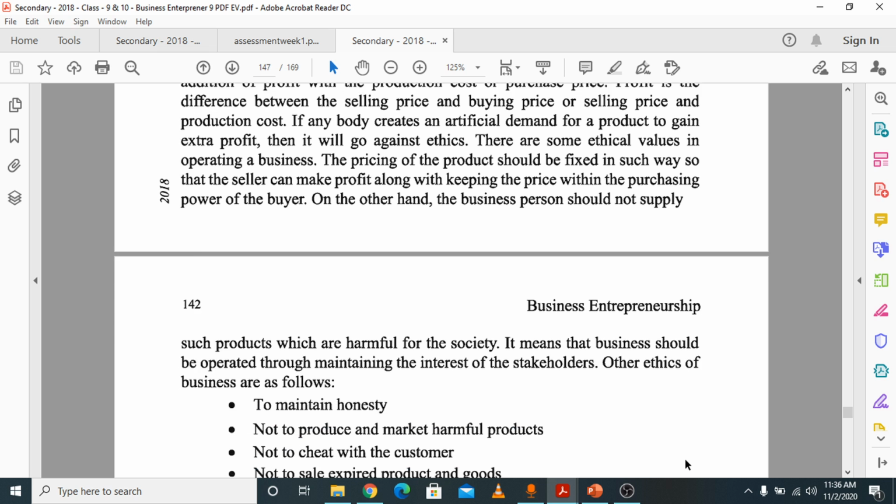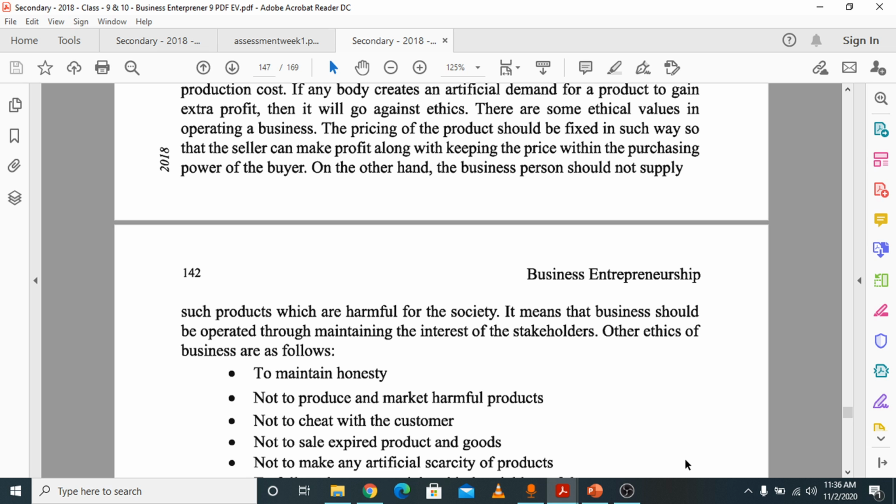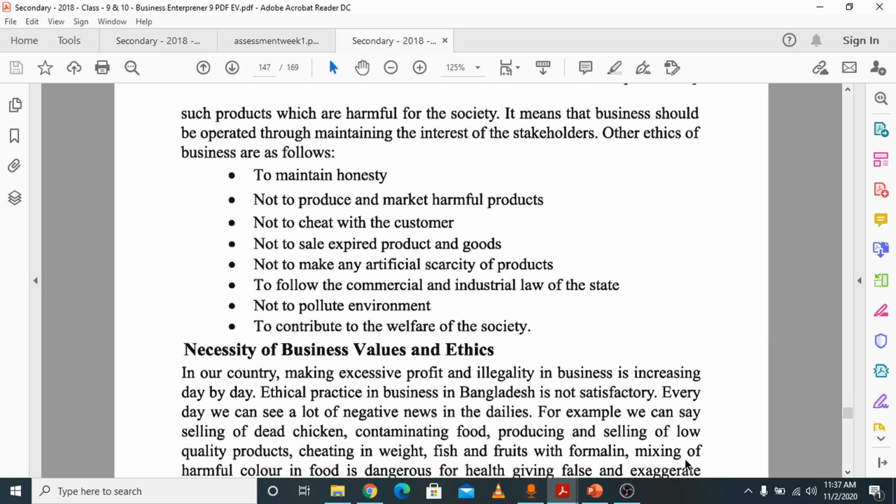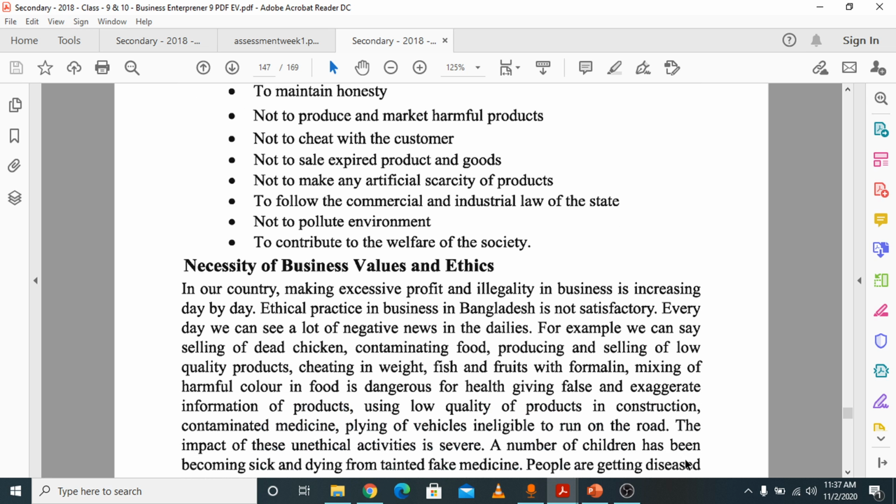A businessman should be ethical, and ethics of business may be like to maintain honesty, not to produce and market harmful products, not to cheat the customer, not to sell expired products and goods, not to make any artificial scarcity of products, to follow the commercial and industrial law of the state, not to pollute the environment, and to contribute to the welfare of the society. So these are the ethical issues in the context of business. A businessman should follow these issues when he or she maintains ethics.